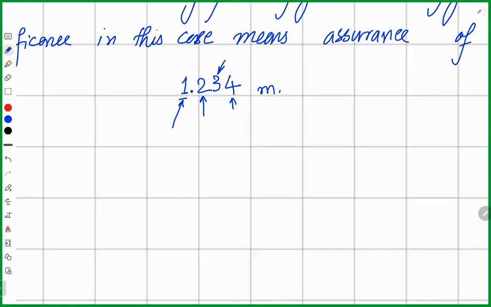So this one is most significant and this 4 is least significant. So significance is a comparison between the numbers. Assurance, how assured you are, how confirmed you are about the value of a number. Why do I say that this 4 is the least significant number?